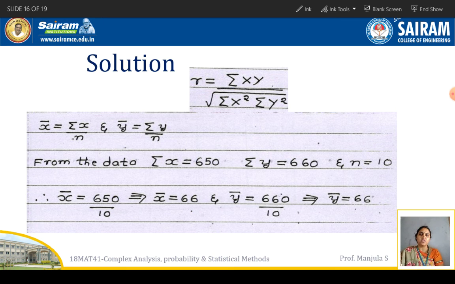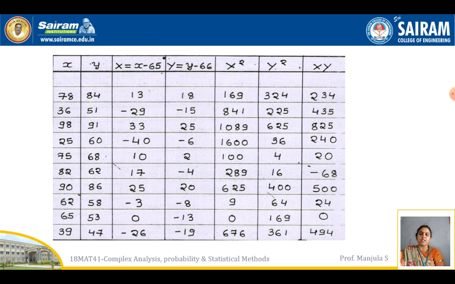So we'll use the same formula. r equals summation of XY divided by square root of summation of X square into summation of Y square. Here x bar and y bar we have to find first, so summation of x by n, summation of y divided by n. Summation of x is 650, summation of y is 660 and n value is 10. So x bar is 65, and y bar is 660 by 10, which is nothing but 66. Now x bar, y bar and n value we got.